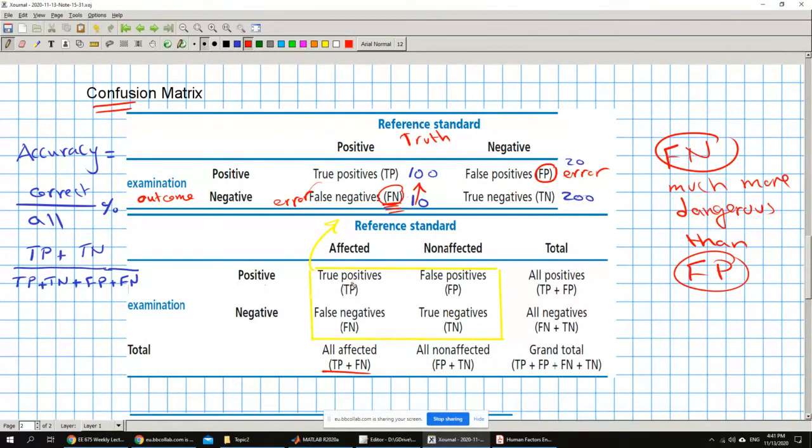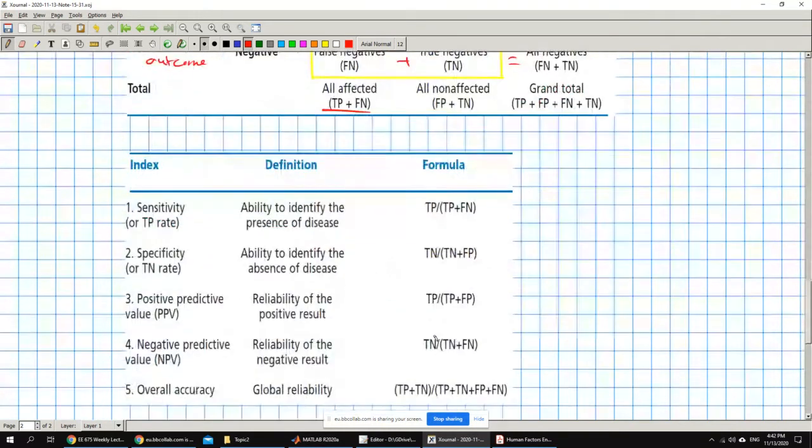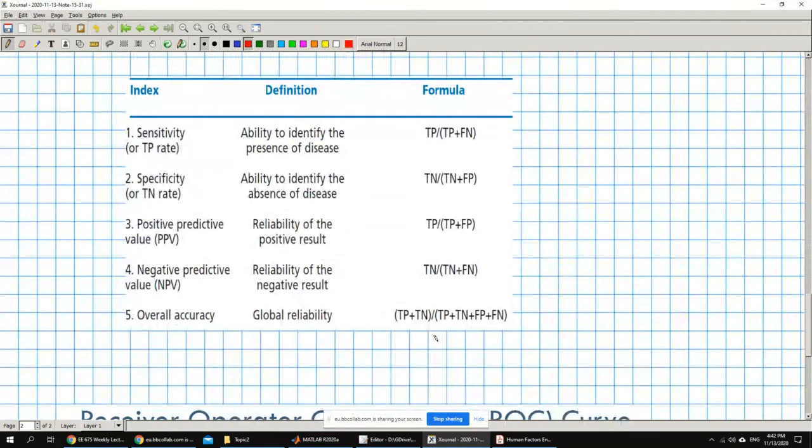Here for the examination, if you sum these two, you are going to get all the positives that you have in your examination. If you look at the outcome of the examination, you're going to get all the positive diagnoses that you gave to the patients. How many positive diagnoses you gave to the patients. If you sum these two, they will be all negatives that you gave to the patients. Okay, the grand total of all of them, the number of cases, is the summation of all these numbers. What are the metrics that we can use to distinguish between the different types of error?